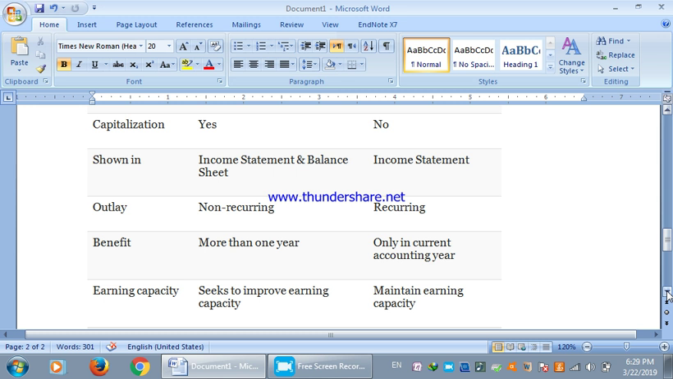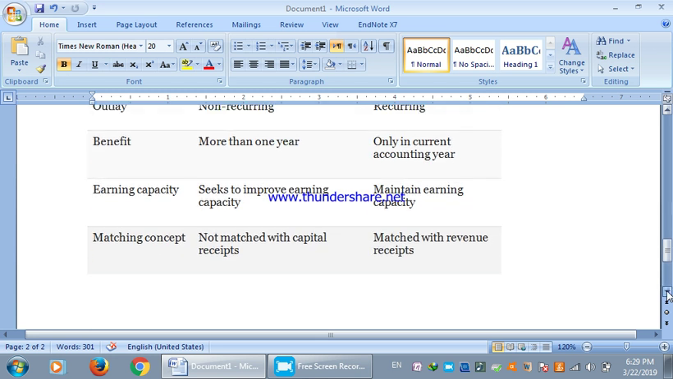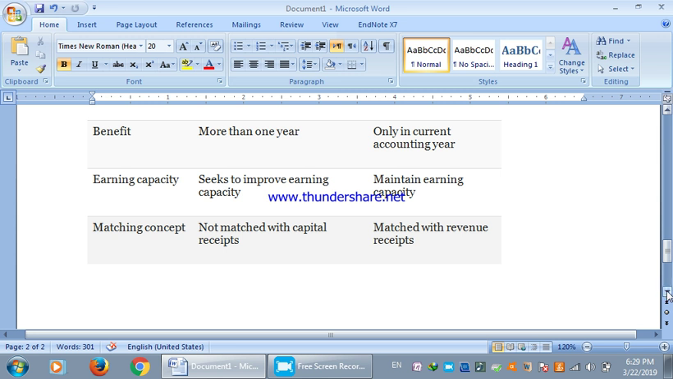As for earning capacity, all such expenditures done for the acquisition, placement, or renewal of assets are basically intended to improve the earning capacity of the fixed asset. That's why these are treated as capital expenditures, while revenue expenditures basically maintain the earning capacity of the asset, for example repair and maintenance costs.